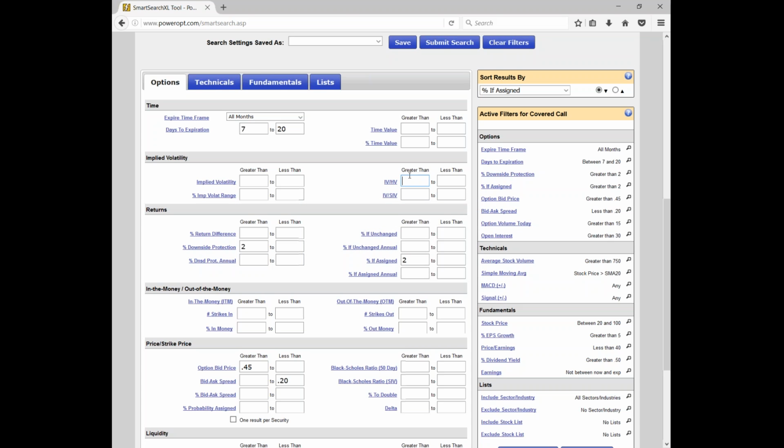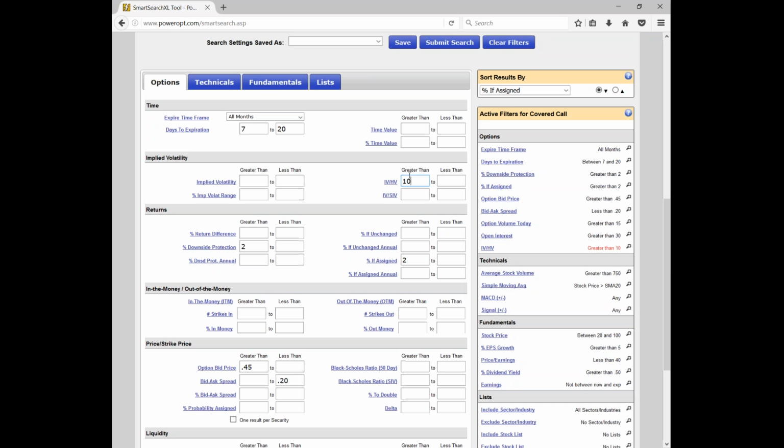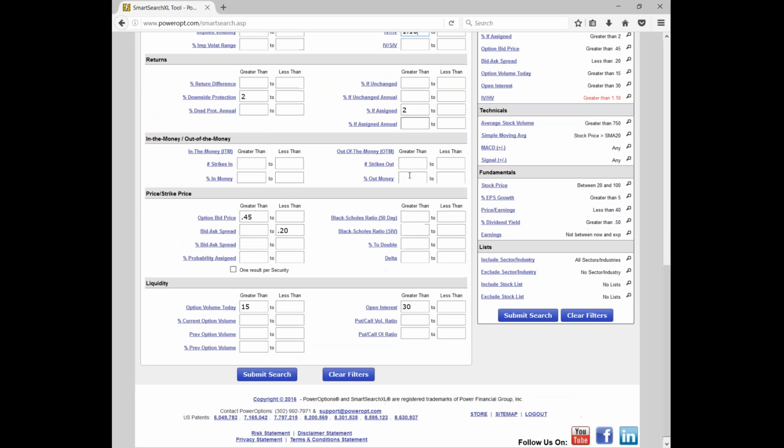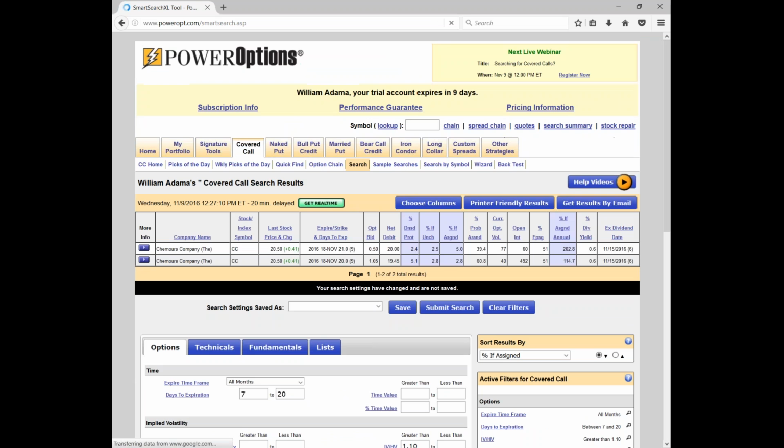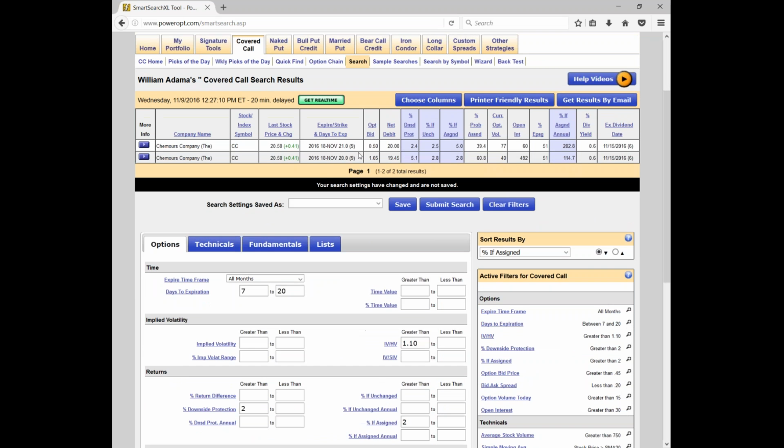If I put in a range of IV over HV of at least 1.1, this would only show me the call options that are considered at least 10% overvalued compared to the stock's volatility. Okay, let's go ahead and submit that. Okay, so this narrowed it down to just CC. The other position we saw does not have an overvalued option.